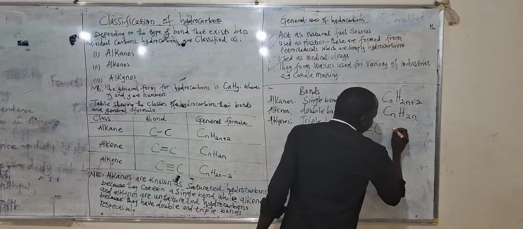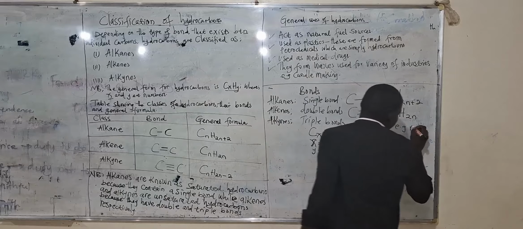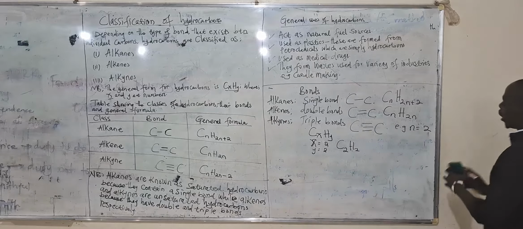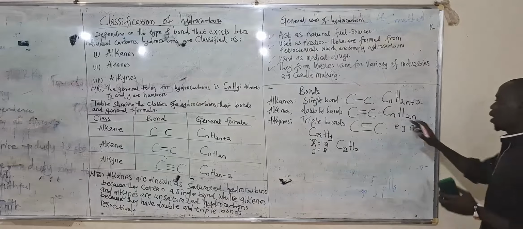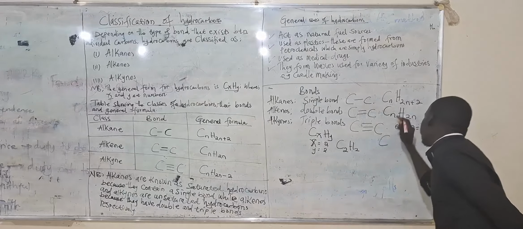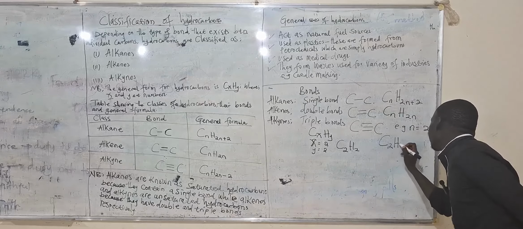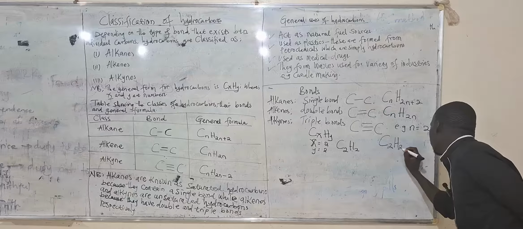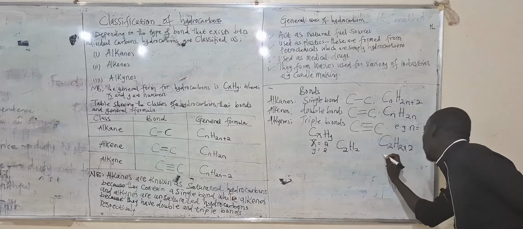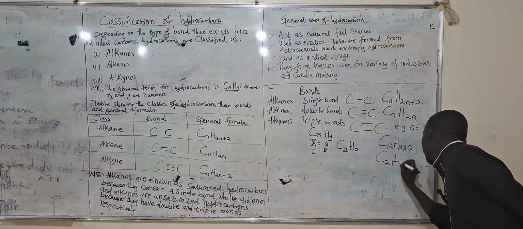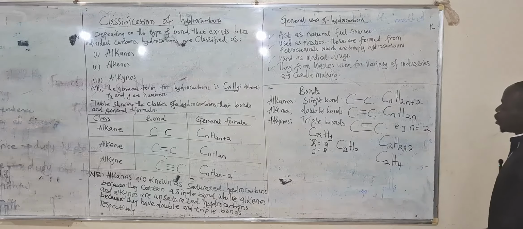So here, for example, let's say my n is equal to 2. So I come and put the 2 here. So I'll have C, then I'll have 2, of course, then I'll have hydrogen, then 2 times 2 instead of n, so I'll get C2, then H what? H4. So this one is alkene.